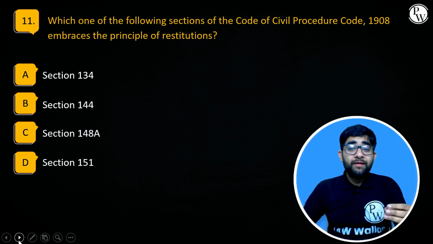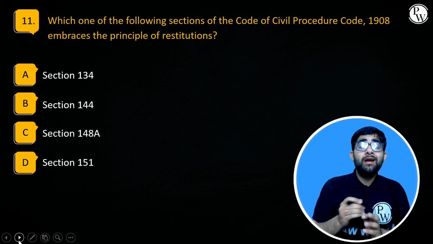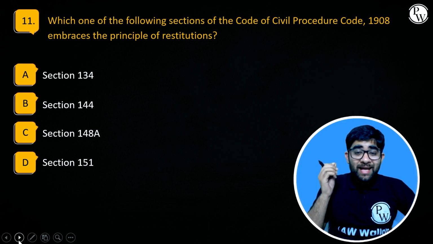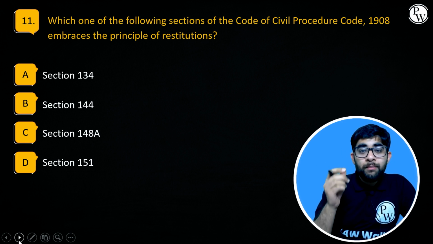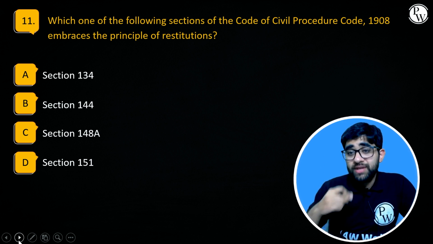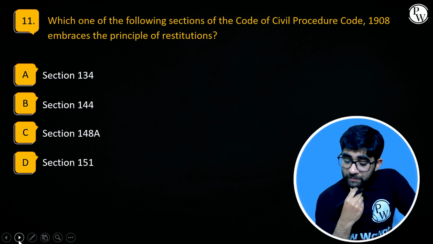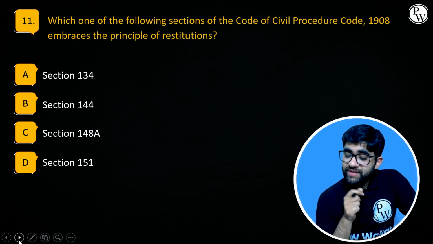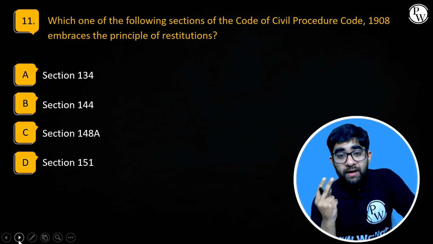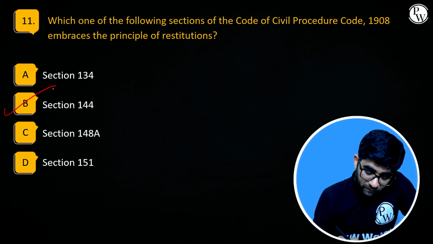See, these are all for your revision, the miscellaneous or remaining sections that are being asked in your previous year question papers. They are not that concept handling, but are important from the view of remembering. So I am making you revise through this video the sections and their ingredients, right? Coming to question number 11, which one of the following sections of the Code of Civil Procedure 1908 embraces the principle of restitution? 134, 144, 148A or 151? The answer to this is again 144.